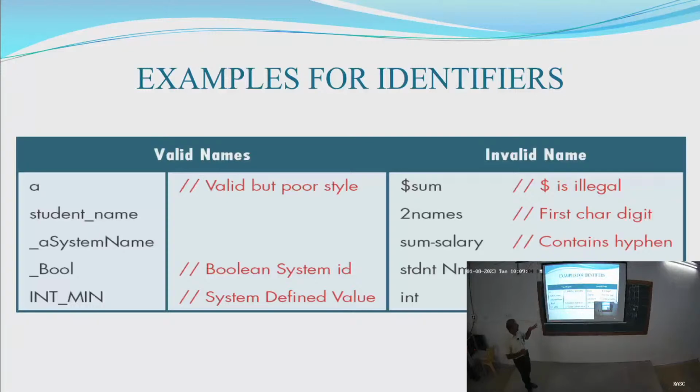These are some valid and invalid names. The first one is valid. Here we declare only one variable, that is A. Next one is student_name. Here we give the underscore, so it is okay. We follow the identifier rules. Suppose we give a hyphen, student-name, is it valid or invalid?